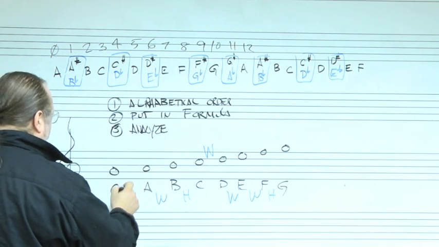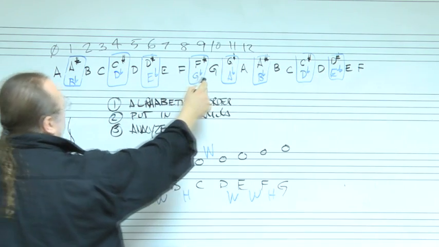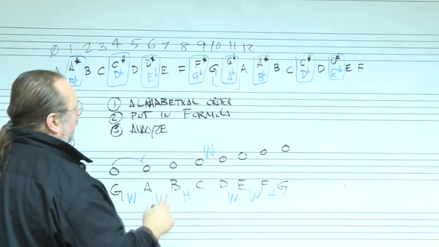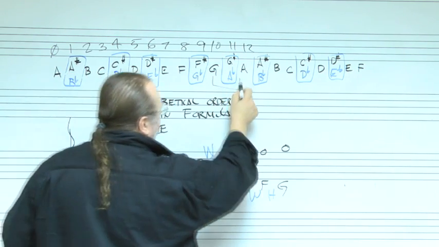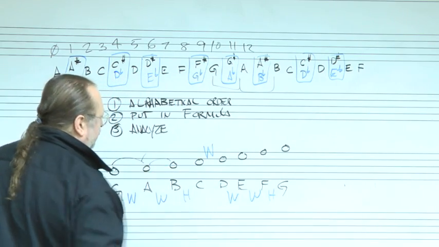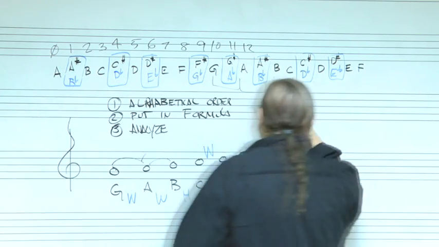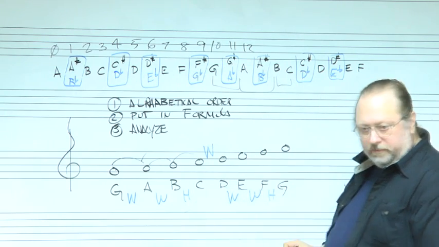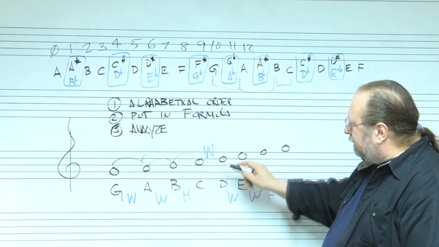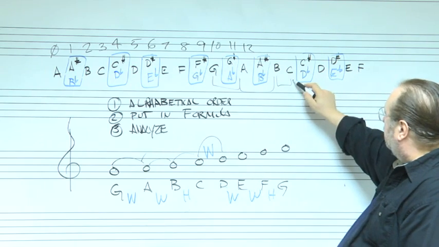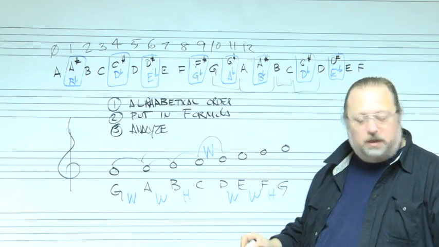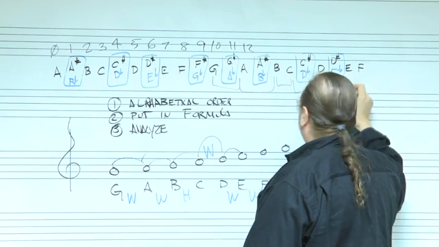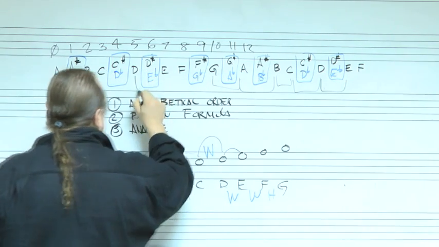So, G to A. What do we got here? G to A, is that a whole step? Yes. So that's good. A to B, is that a whole step? Yep. Good. B to C, is that a half step? So we're good so far, right? C to D, is that a whole step? We're good so far, right? All right, D to E, is that a whole step? Yep.